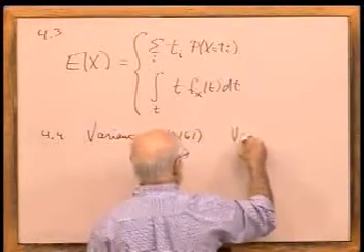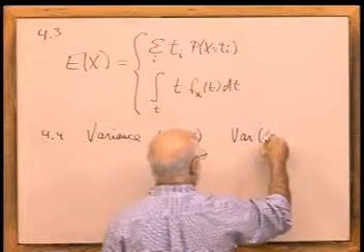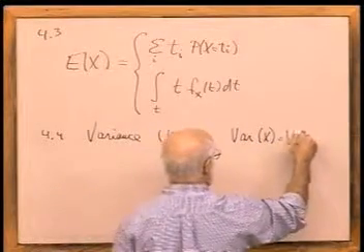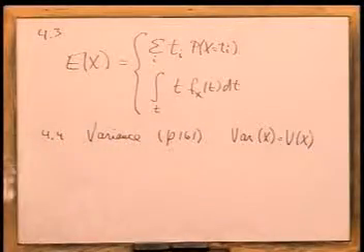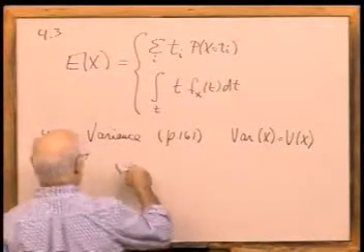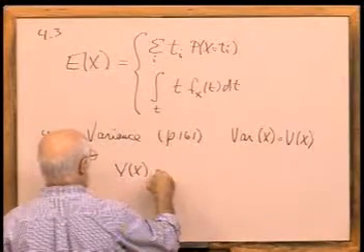It's called VAR, which stands for variance of X, or sometimes abbreviated V of X. I like to use the abbreviation, it's shorter. And the definition is this. The variance of X is equal to.